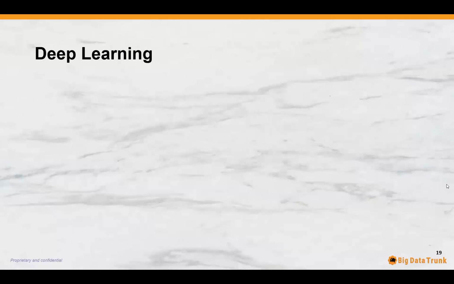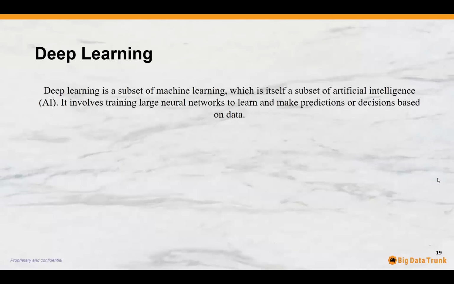By definition, deep learning is a subset of machine learning. Now, what is machine learning? It itself is a subset of artificial intelligence. This whole thing involves training large neural networks and making predictions or decisions based on the data. Some key concepts introduced here are neural networks, the most important part of deep learning because it's literally in the name of every deep learning model.